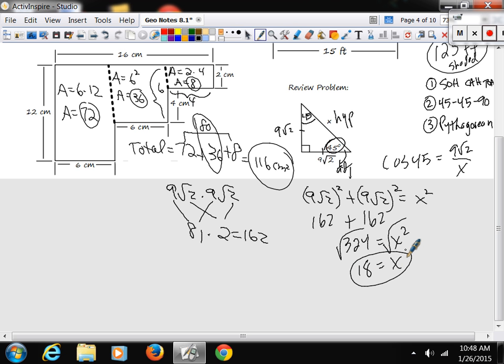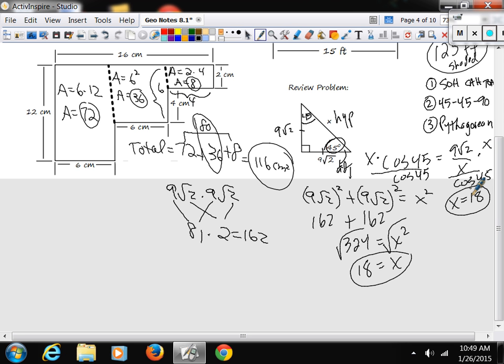That's with Pythagorean theorem. You would get the same answer with the cosine here. You would multiply both sides by x, and you would divide by the cosine of 45. And you would take 9 radical 2 divided by the cosine of 45 in your calculator. You're going to get x is 18 as well. Okay, you're going to get the same answer.